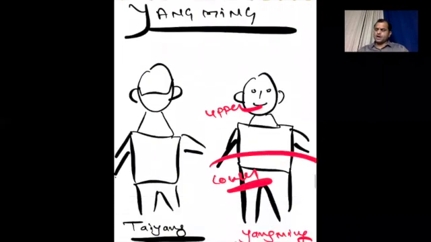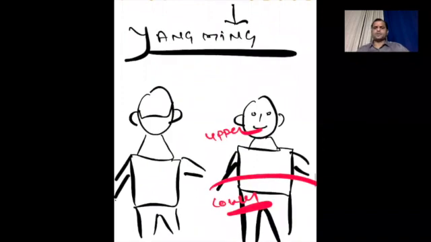So the meaning of Yang Ming is that it supplies the front part of the body. Whatever problem we face in the frontal part, responsibility goes to the Yang Ming. We can divide it into two parts, upper and lower Yang Ming. Upper Yang Ming is connected with the upper part, lower Yang Ming with the lower part. Both are only one river, but in the upper part we call it upper Yang Ming, and in the lower part we call it lower Yang Ming.